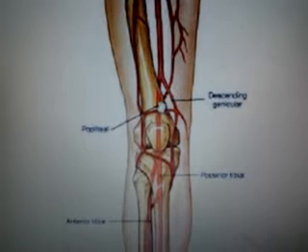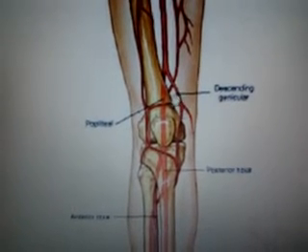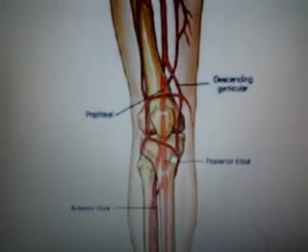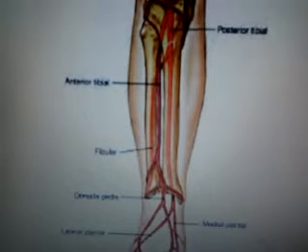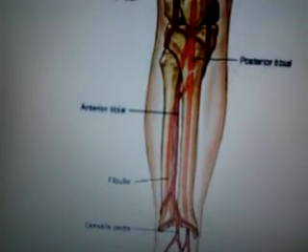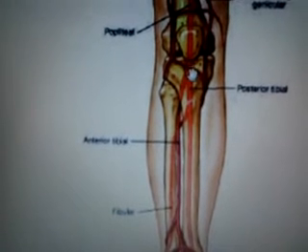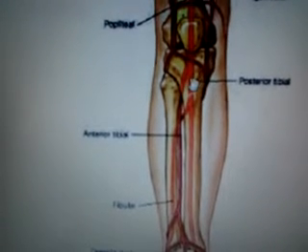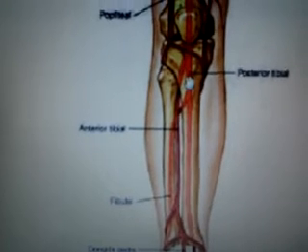The popliteal artery, apart from giving off genicular arteries, also terminates into two branches: the anterior and posterior tibial arteries. So here we see the popliteal artery at the back, on the posterior surface of the knee. It's in a different shade, I don't know if you see it that well.